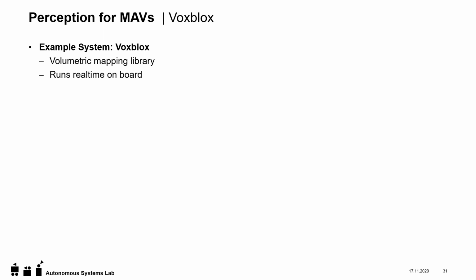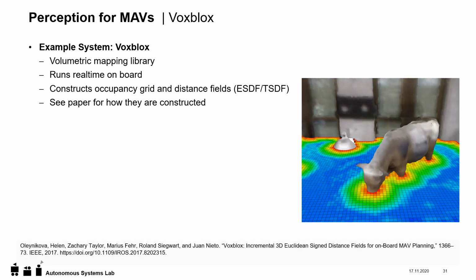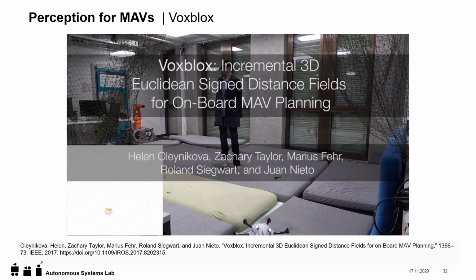A well-known implementation of such a signed distance field is Voxblox. It is a volumetric mapping library that runs in real time onboard using just the CPU, and it constructs the occupancy grid and the distance field simultaneously. See the paper if you are interested in this. The paper is cited below, and on the right side you can see an illustration of how such a signed distance field looks in real life. In the following, I'll show you a video of the system.